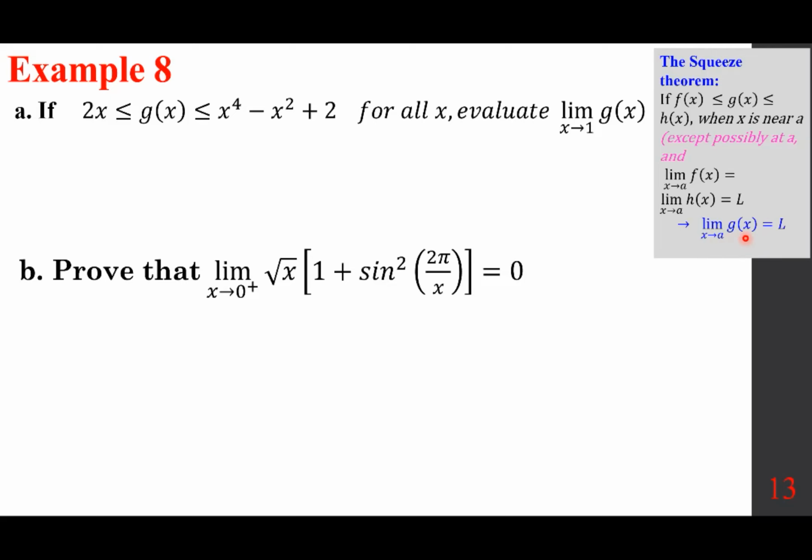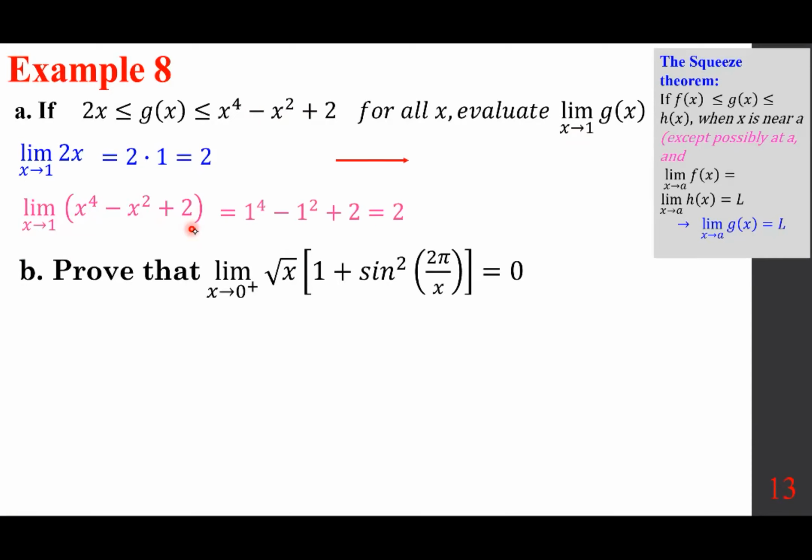Therefore, we are going to look at the limit of the left side, 2x, as x approaches 1. And as you can see, it's 2 times 1 or 2. We are going to look at the limit of the right side, this function, as x approaches 1. So now if you plug in, you get 1 to the power of 4 minus 1 squared. They cancel each other, plus 2. So the answer is 2.